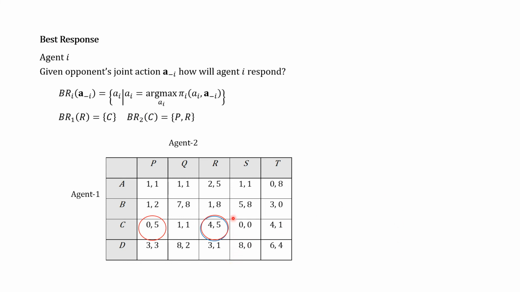Now you see here 4 and 5, the best responses of both agents are here. They coincide, and this is a Nash equilibrium for this bimatrix game. There could be other Nash equilibria. We haven't seen that.